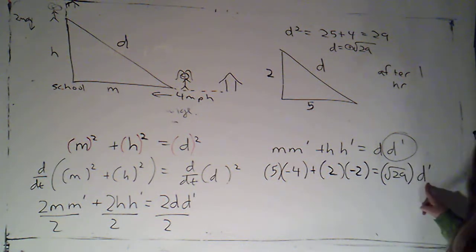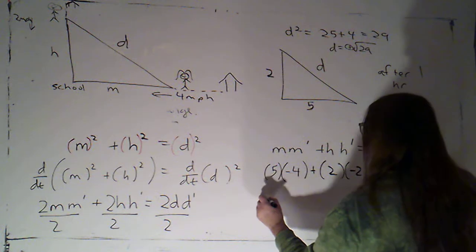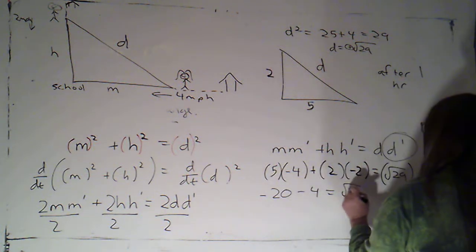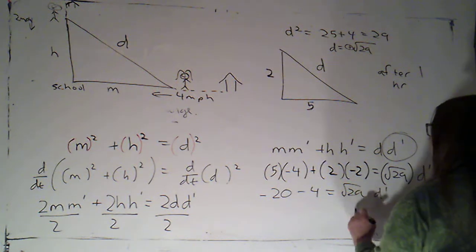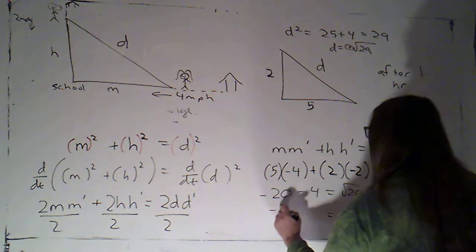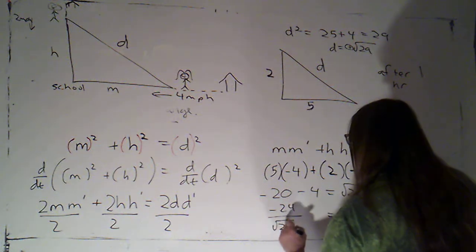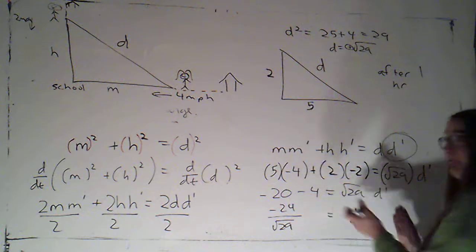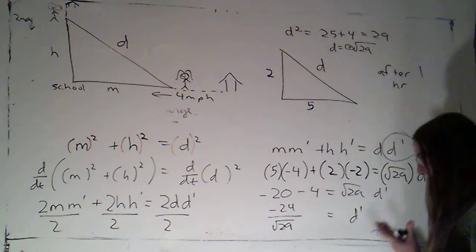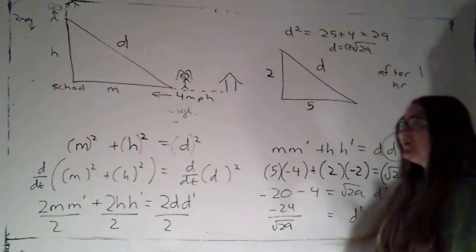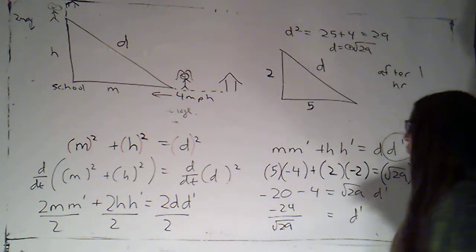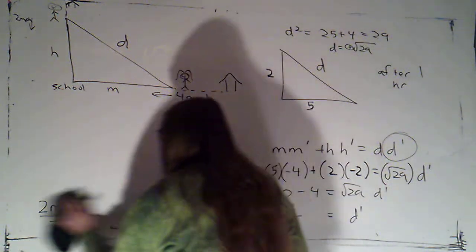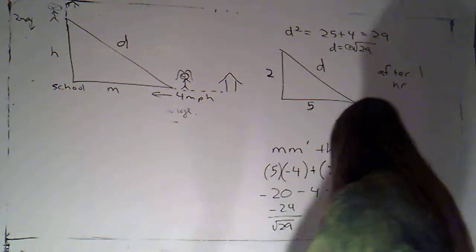So now I can solve for d prime. So this is going to be -20 minus 4 equals root 29 d prime. D prime is just going to be -24 over root 29. Okay. Now, that's the math answer. I always want to answer the question. If it was asked in words, I want to answer it in words. And I'm going to want to include the units in my answer, because we're always talking about rates of change. Nice to have the units.